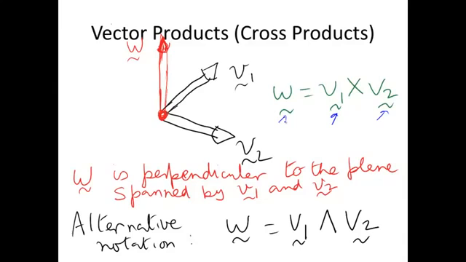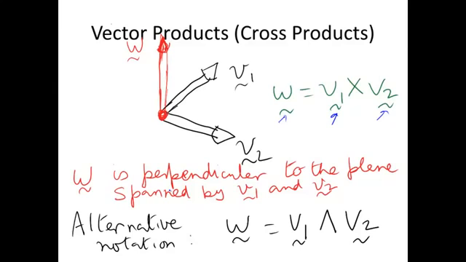There are properties of this vector w. We construct the plane of v1 and v2, and then the vector w is going to be perpendicular to that plane. And its magnitude is related to the magnitudes of v1 and v2 and the angle between them. So the vector w is perpendicular to the plane spanned by v1 and v2. You can review this if you have forgotten this definition.